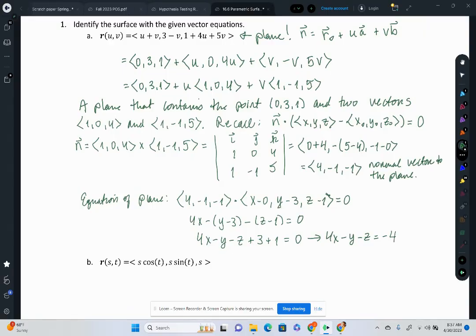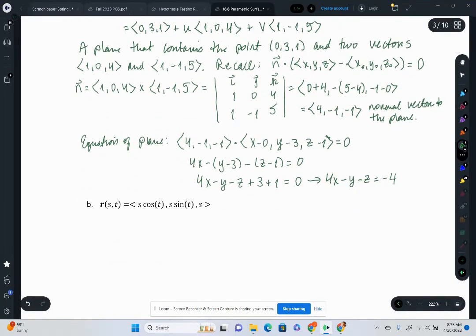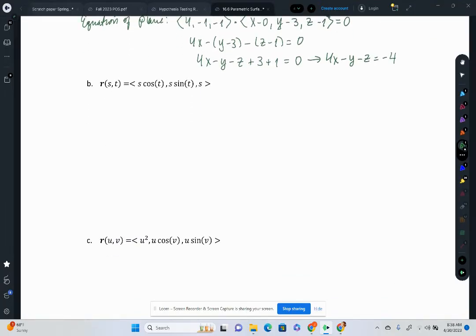Okay, so interestingly, we've got a vector representation of the surface of a plane, and then we have the actual x, y, z representation of the plane. All right. The next one is r of s,t is equal to a vector with components s cosine of t, s sine of t, and s. Let's see what this is. It may remind you of the cylinder, but this one is not the cylinder.